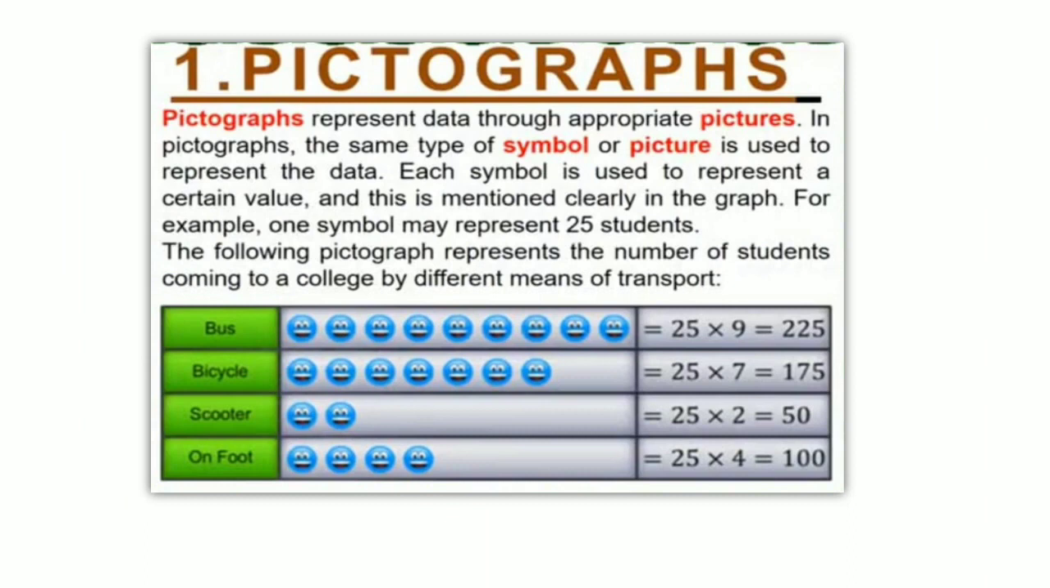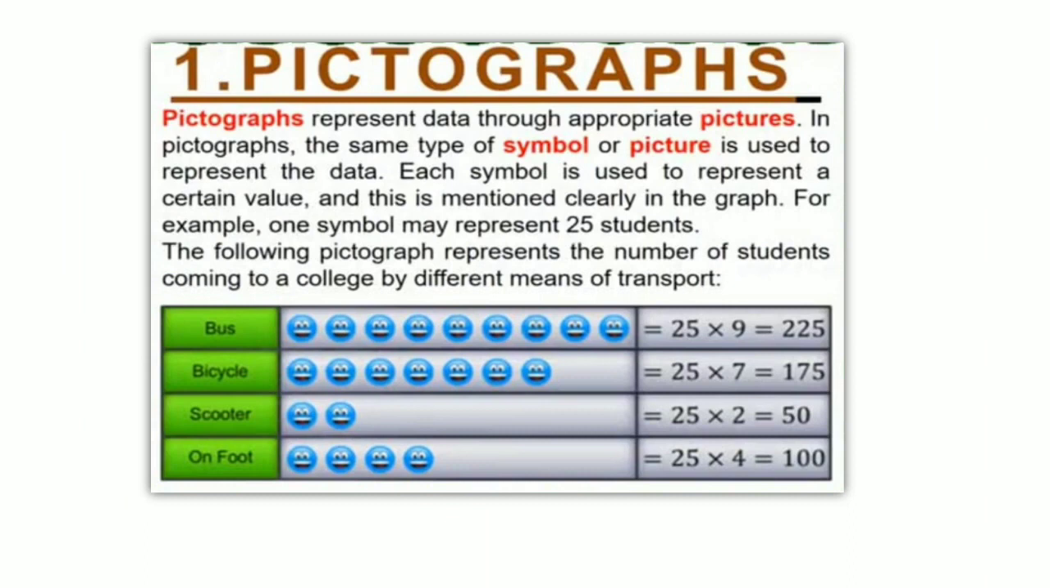The following pictograph represents the number of students coming to a college by different means of transport. Now let's see how many students come to college by bus. How many smileys are there? Yes, there are 9 smileys. Each symbol represents 25 students, so 9 multiplied by 25. What do we get? 225 students are coming to college by bus.